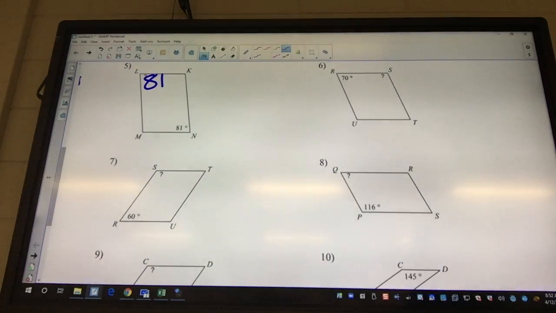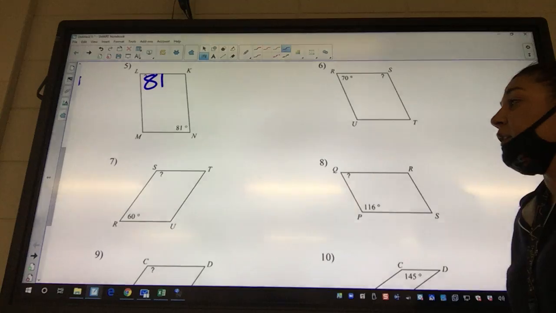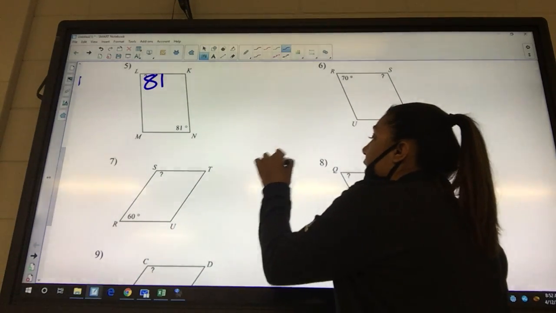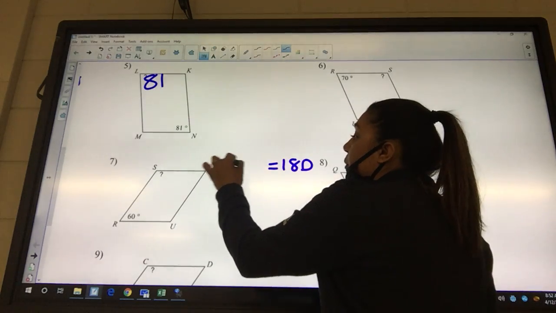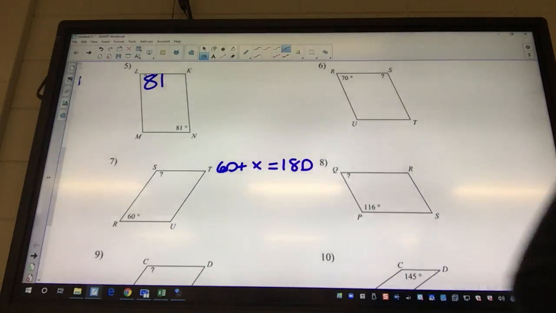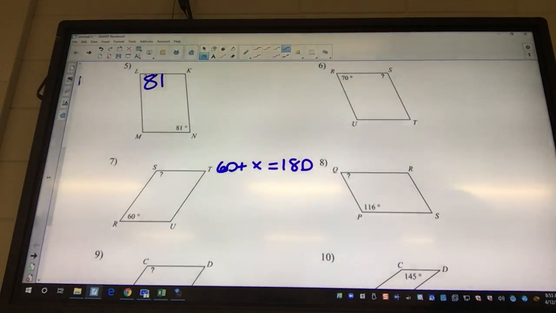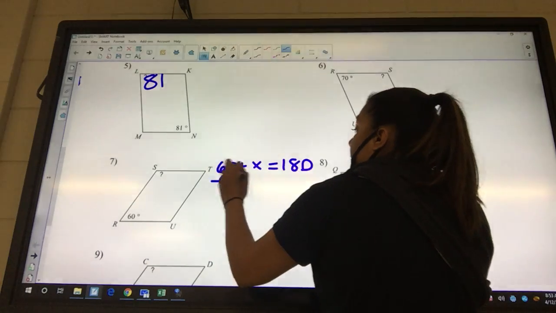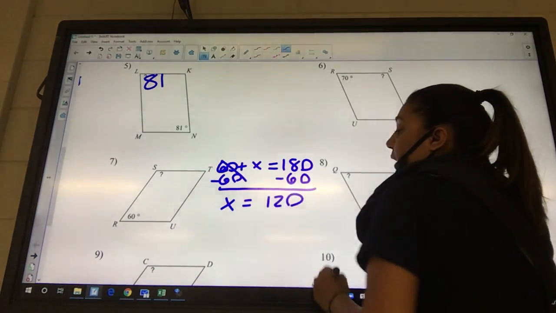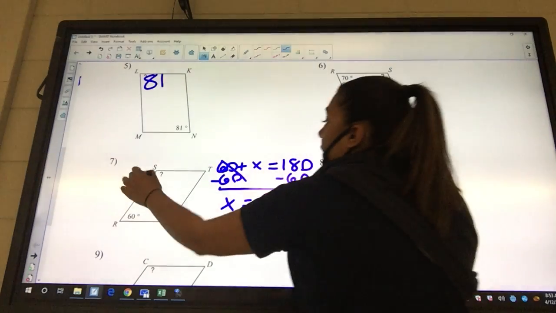Okay, so look at 7. Are they at same sides or opposites? Same sides. So what is it going to be? It equals 180. Okay, and so we could say 60 plus, it has a question mark, but we can put plus x. 60 plus x equals 180. Okay, and so what do we need to do? Subtract 60 from both sides. And that's going to give you what? 120. Okay, so you could fill that in over here and say 120.